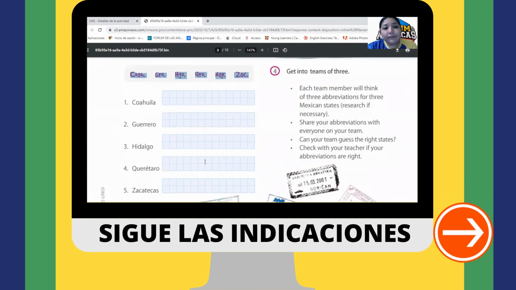For example, Zacatecas. I'm gonna help you with this. Okay. What about Coahuila? Okay. And the dot, okay, or point. Good. So we already have Coahuila and Zacatecas.